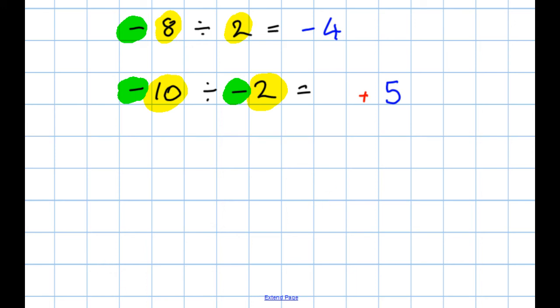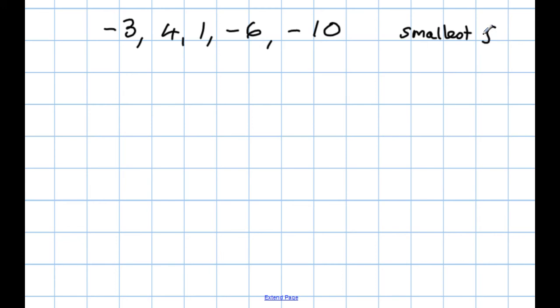Hello again. Right, now, just before we move on to decimals, there's one other thing we need to do. We need to be able to order numbers. Let's look at this list of numbers. And we're asked to put them in order, the smallest first. Now, whenever you've got a list of numbers, some of which are negative, some of which are positive, remember, a number without a sign in front is positive.